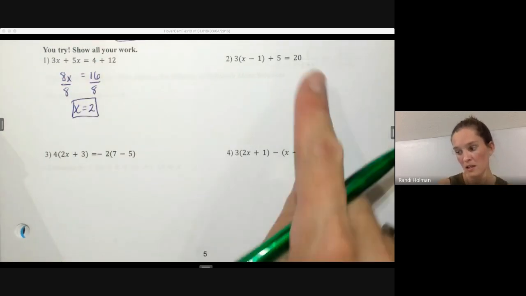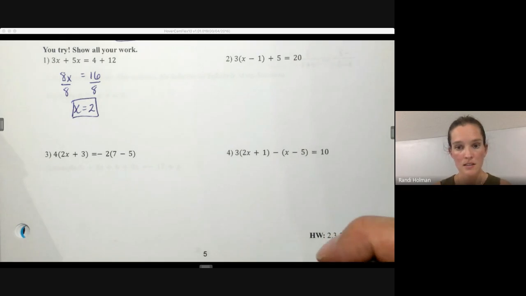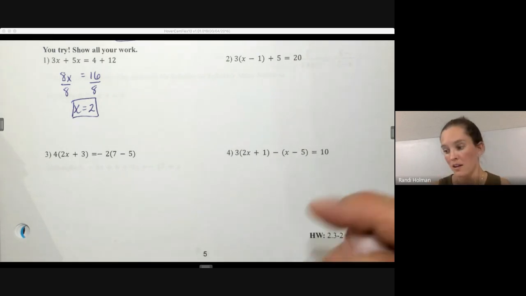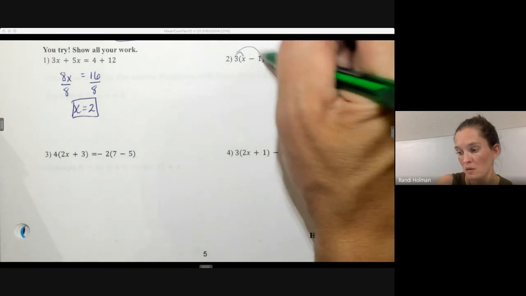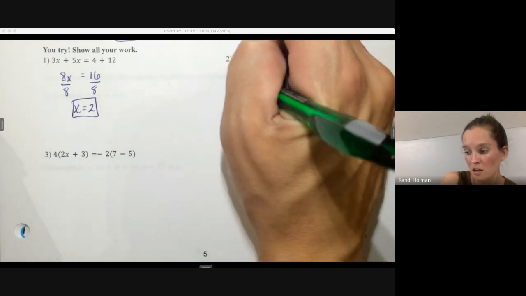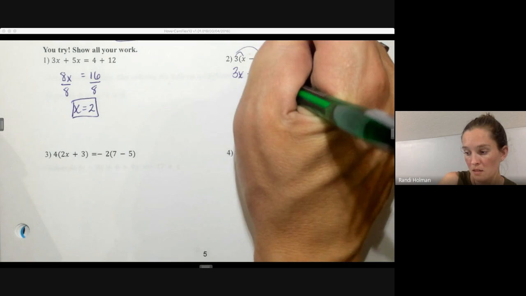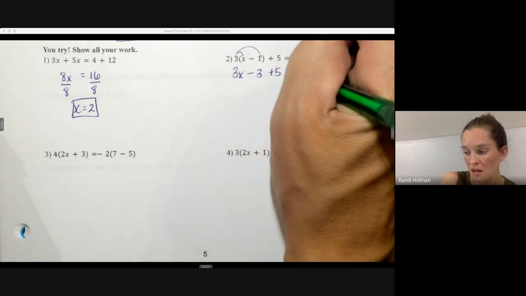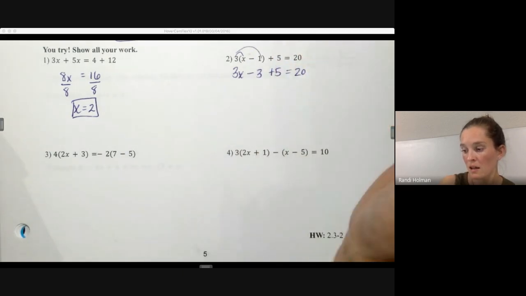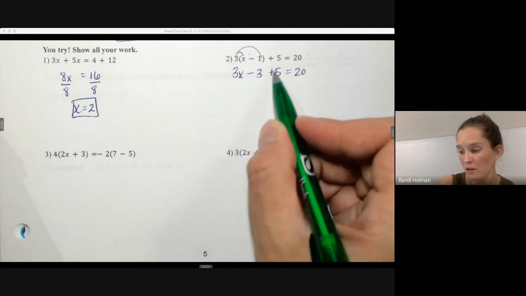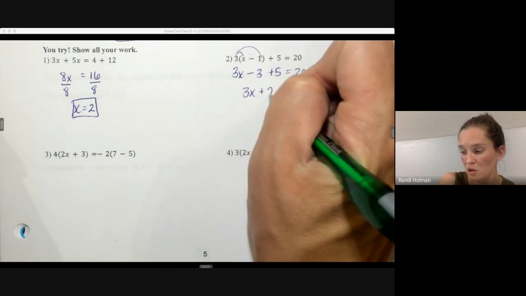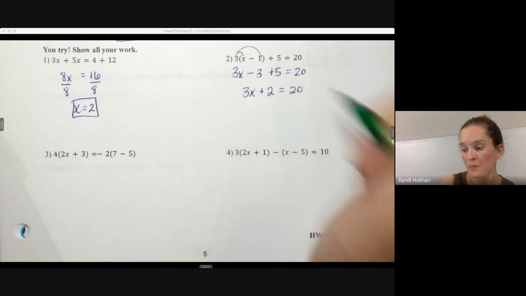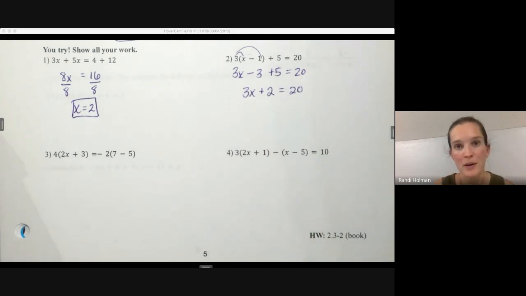Okay, second one, nothing to do on this right side here. It's already simplified, it's just 20. On the left side, can't do anything in the parentheses, so let's distribute our multiplication over subtraction. 3x minus 3 plus 5 equals 20. Okay, simplify a little further. We can combine these like terms. 3x plus 2 equals 20. Now we've simplified both sides of the equation.